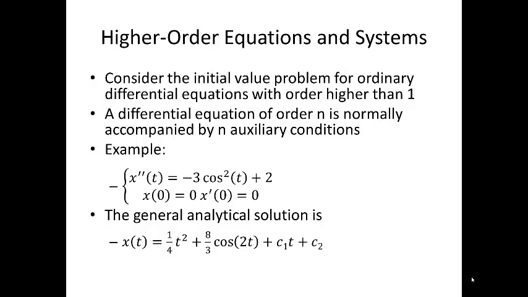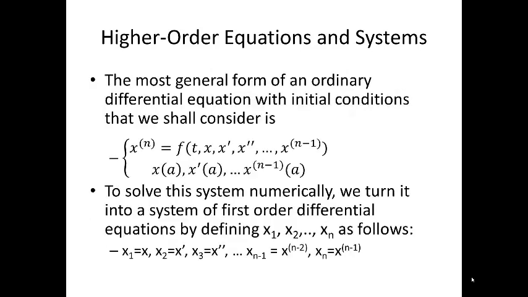In general, higher order problems can be much more complicated than this simple example, because this example has a nice property that the function on the right-hand side of the differential equation does not involve x. The most general form of ordinary differential equations with initial conditions that we consider are in the following format. Now, to solve this system numerically, what we need to do is turn it into a system of first-order differential equations by defining x1, x2, and xn as follows. x1 is x, x2 is x prime, x3 is x double prime, x n minus 1 is equal to the n minus 2 derivative of x, and xn is equal to the n minus first derivative of x.